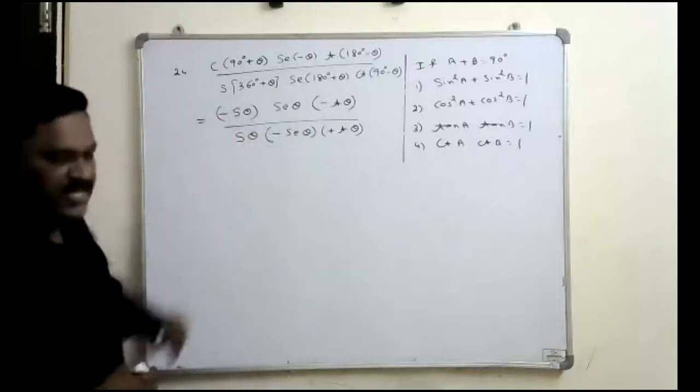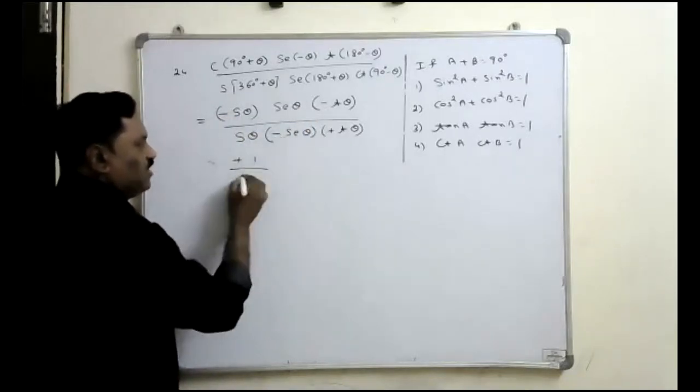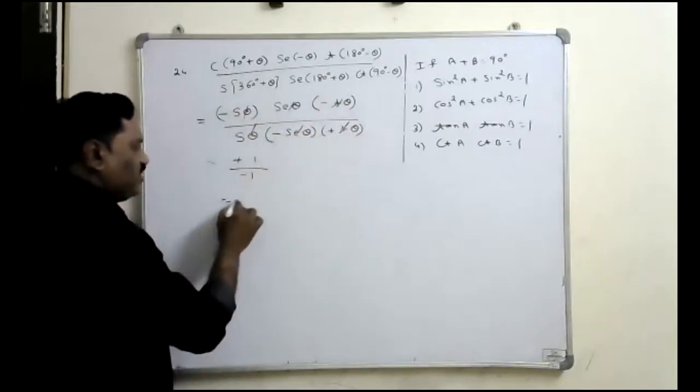Now observe this. Minus into minus, plus, will be the numerator, and here minus 1 will be there. Sin theta gets cancelled, secant theta gets cancelled, tan theta gets cancelled. So the answer is minus 1.